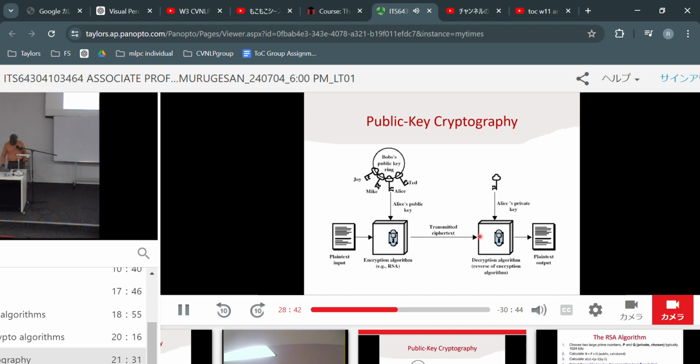So now the receiver, when it wants to reply or send a message back to the sender, will use the sender's public key to encrypt the message and send it. Upon receiving the reply message, the sender will use his or her private key to decrypt it. Okay. So this is how public key cryptography works.